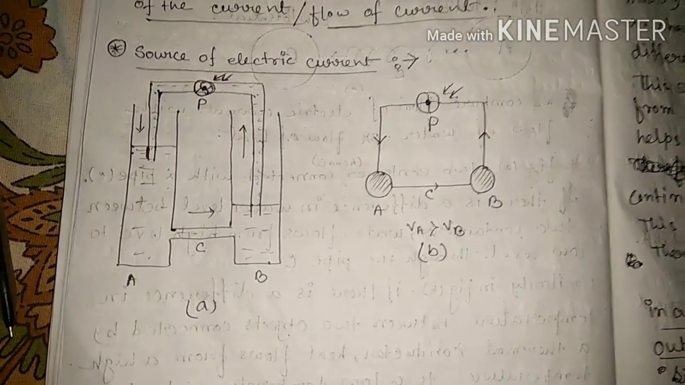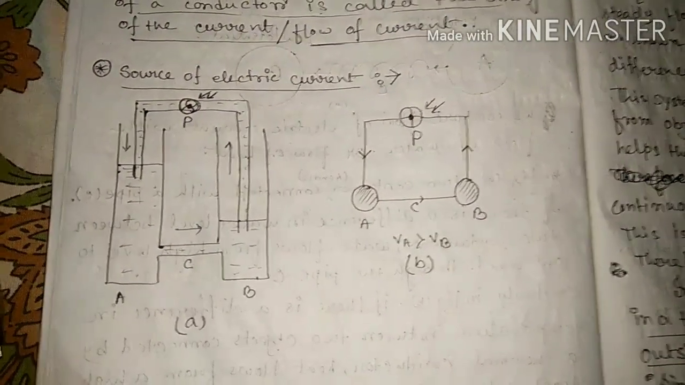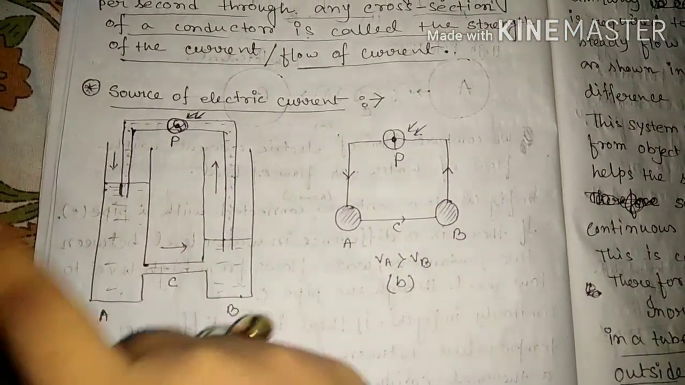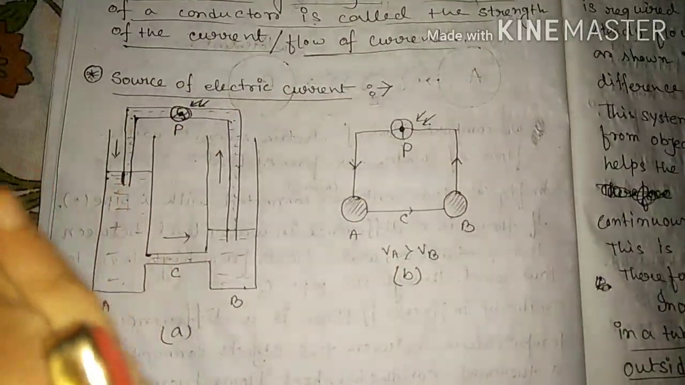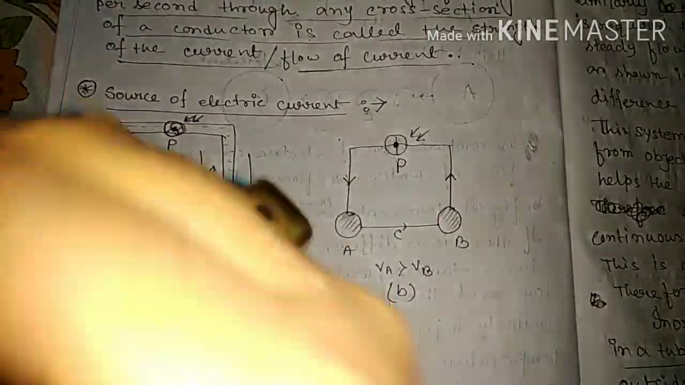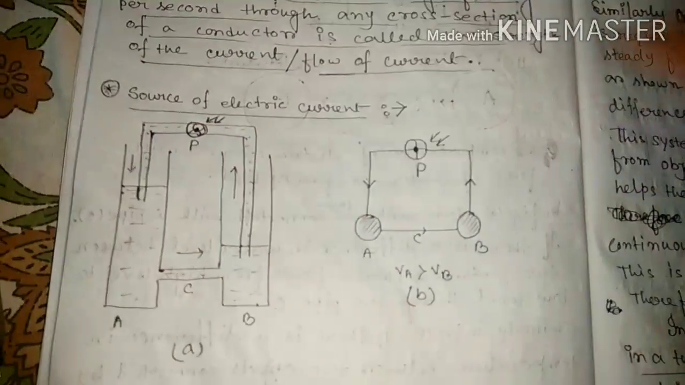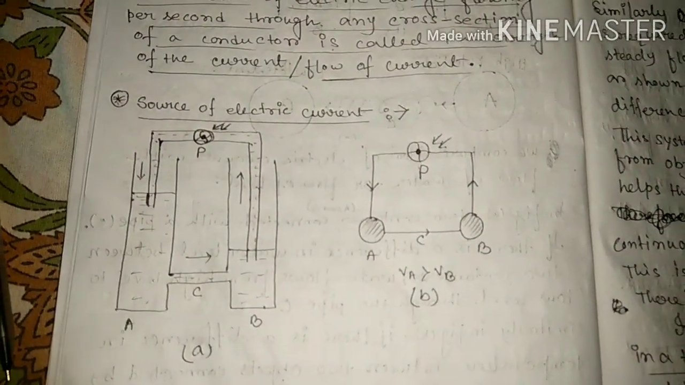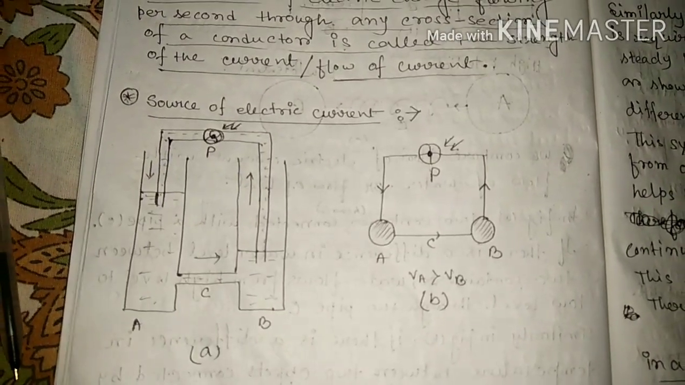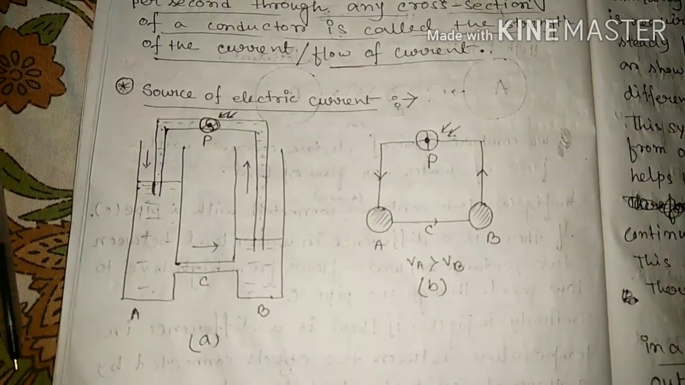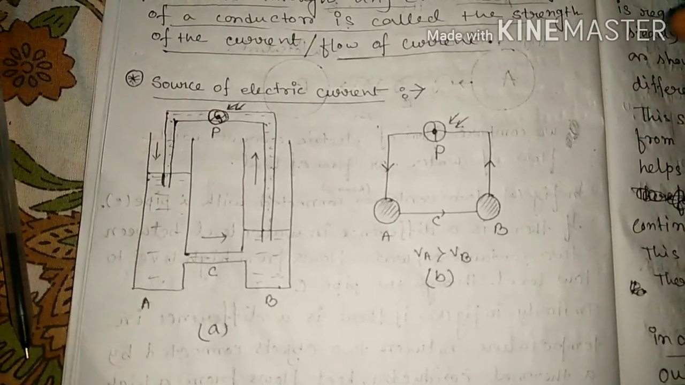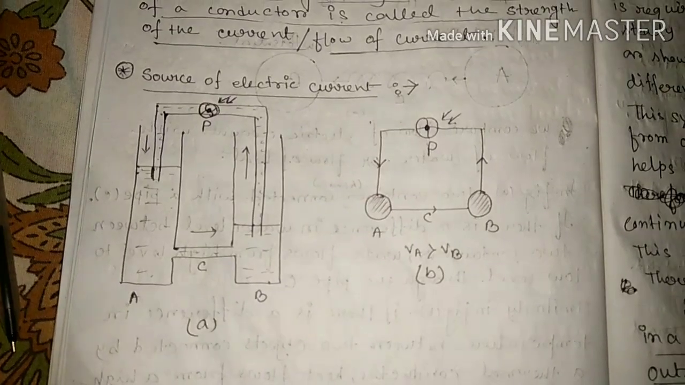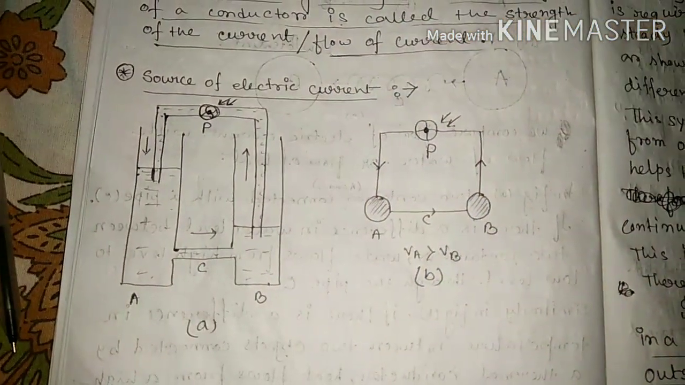Clear? In the previous figure, it is easy to understand that after some time the water flow cannot continue, because in a very short time the water level in both containers A and B becomes equal. But the level difference can be maintained by sending water from container B to container A with the help of the pump.